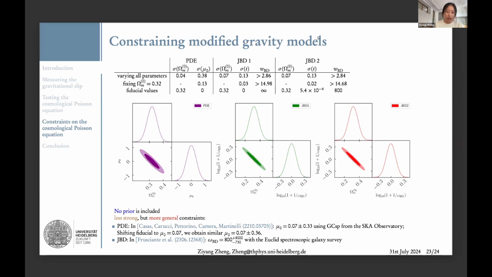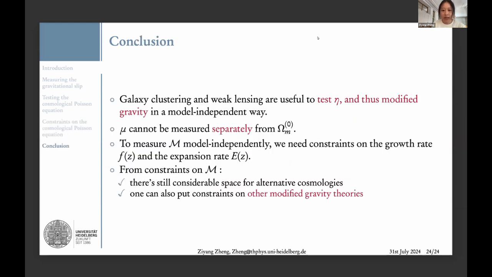Furthermore, if you compare with previous results in the literature, we essentially get a similar result compared to the previous forecast for the SKA survey, in the sense that we are both using the galaxy clustering information and obtaining similar constraints. So with all this introduction, I will leave my conclusion here, and I'll be happy if you have questions.